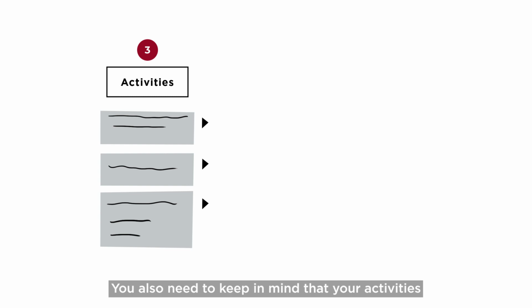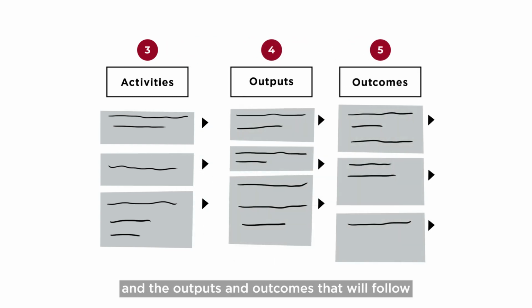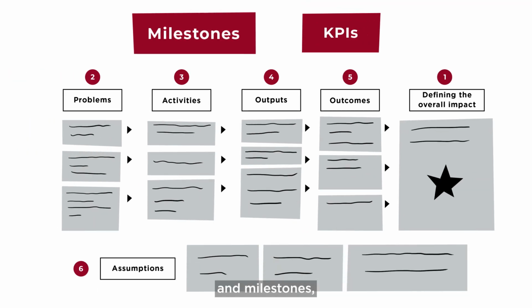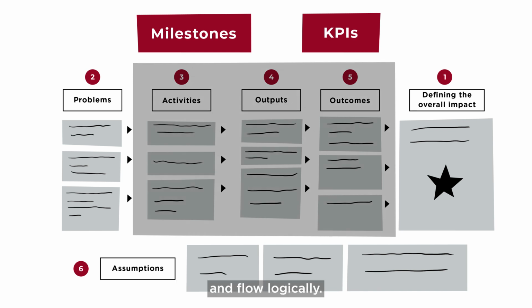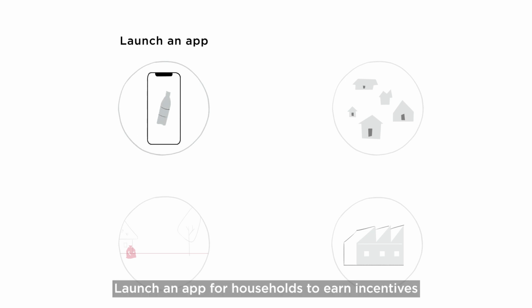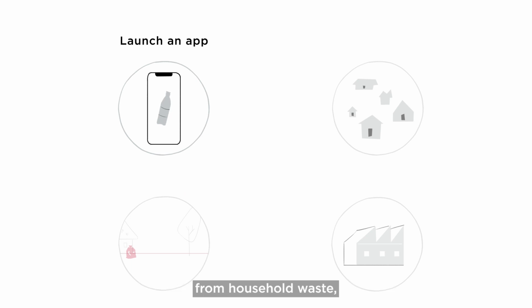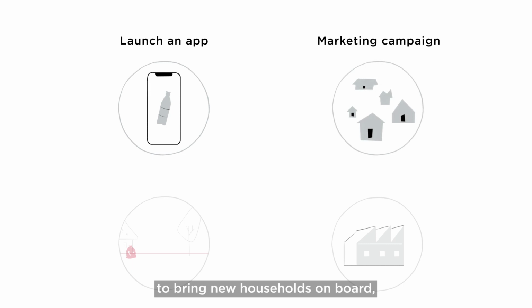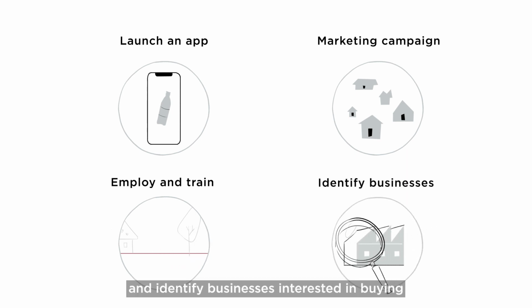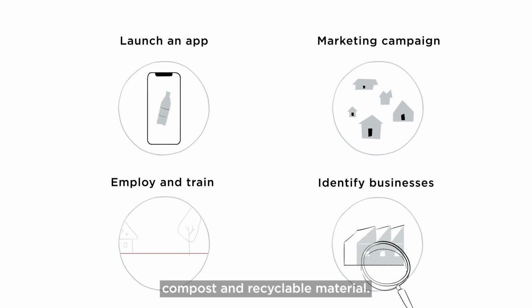You also need to keep in mind that your activities and the outputs and outcomes that will follow are potential key performance indicators, KPIs, and milestones, so they must be measurable and flow logically. In the waste example, activities could be to launch an app for households to earn incentives when they sort recyclables and compost from household waste, run a marketing campaign to bring new households on board, employ and train a team of waste collectors to pick up from households, and identify businesses interested in buying compost and recyclable material.